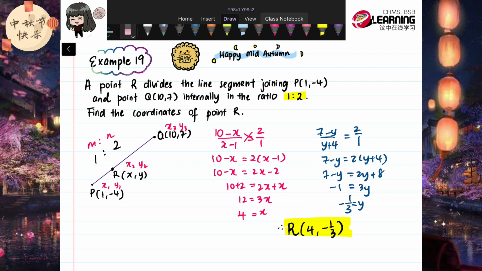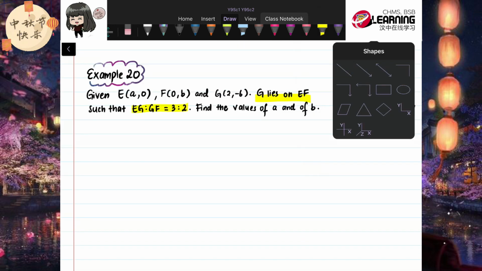With a given ratio. And it's not a midpoint. We don't use the midpoint formula, we use this ratio formula. Right? Let's go to example 20.